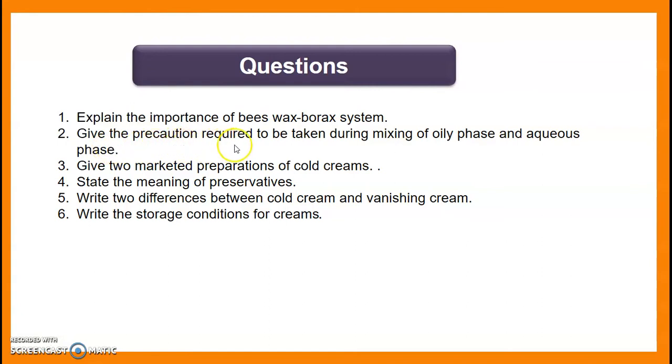Second question is, give the precaution required to be taken during the mixing of oily phase and aqueous phase. The precaution taken is that when mixing the oily phase and the aqueous phase, first of all we heat the aqueous phase and then add the oily phase with continuous stirring so that there is no formation of lumps.